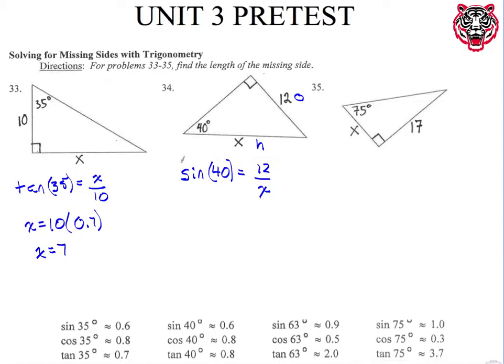I'm going to cross multiply these. And I get x times, I'm not going to write sine of 40. I know what sine of 40 is. Sine of 40 is 0.6. 0.6 is equal to 12.